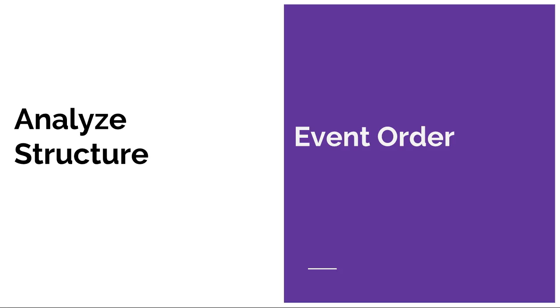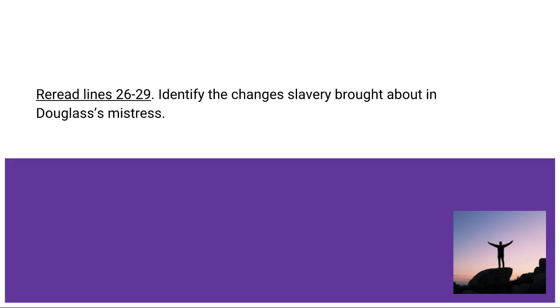Writers of autobiographies often tell events in order, but they may also show how events caused other events. Recognizing such causes and effects helps readers understand why and how events occur and how those events are connected. Reread lines 26 through 29. Identify the changes slavery brought about in Douglass's mistress. Pause while you think.